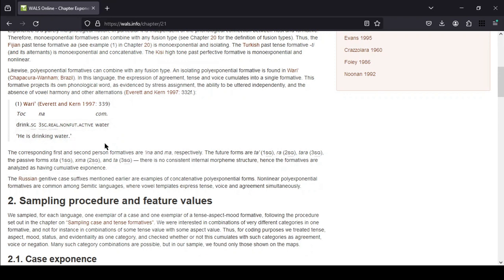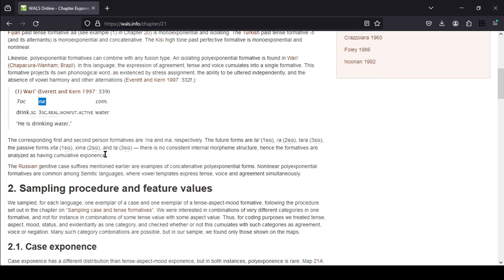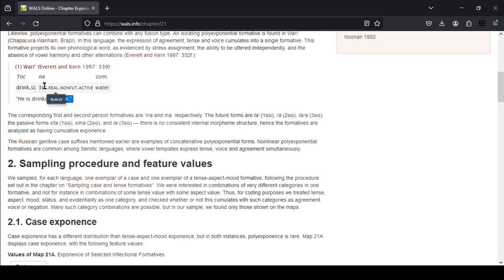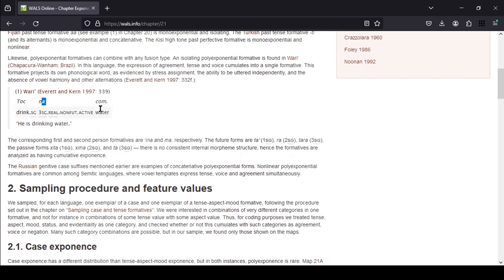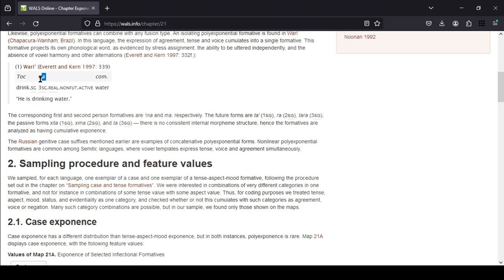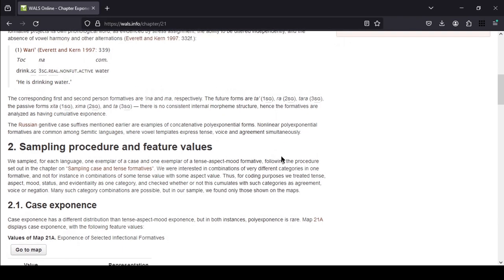So, he is drinking water. So we have the verb drink, water, and then this just expresses all the grammatical stuff, or some of the grammatical stuff, like that it's third person singular, that it's in the real mood, non-future, active voice. Wow, that's really cool. All that is expressed with this one word, this polyexponential formative. And it's completely separate from these other two words, my bad.